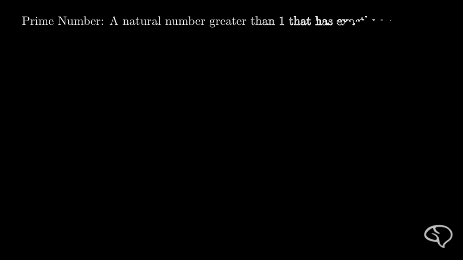What are prime numbers? A prime number is a natural number greater than 1 that has exactly two distinct positive divisors, 1 and itself. In other words, it can only be divided evenly by 1 and itself. Let's look at some examples.